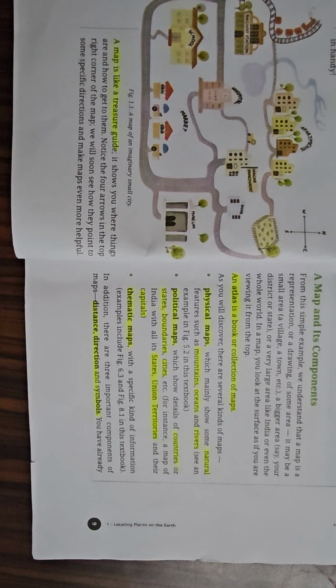In addition, there are three important components of maps: distance, direction, and symbols. You have already experienced the first two while navigating the map in figure 1.1. Let us now define them more precisely. Have you ever wondered how a huge place can fit on a small piece of paper? It is all thanks to the map's scale.